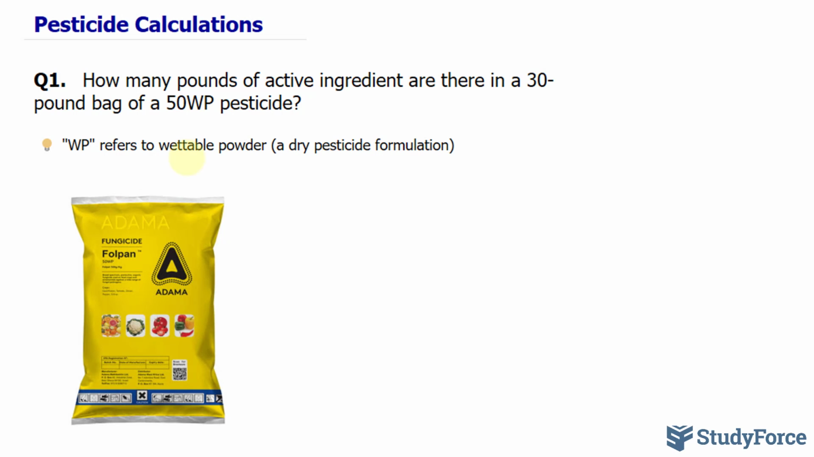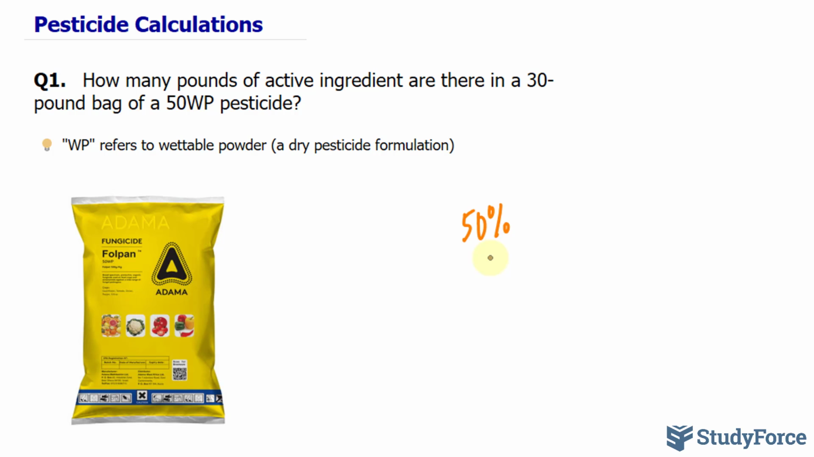WP means wettable powder. And when we read a number followed by WP, that represents a rate. So this WP actually means 50% of the weight of this product is active ingredient. The other 50 are things like fillers.